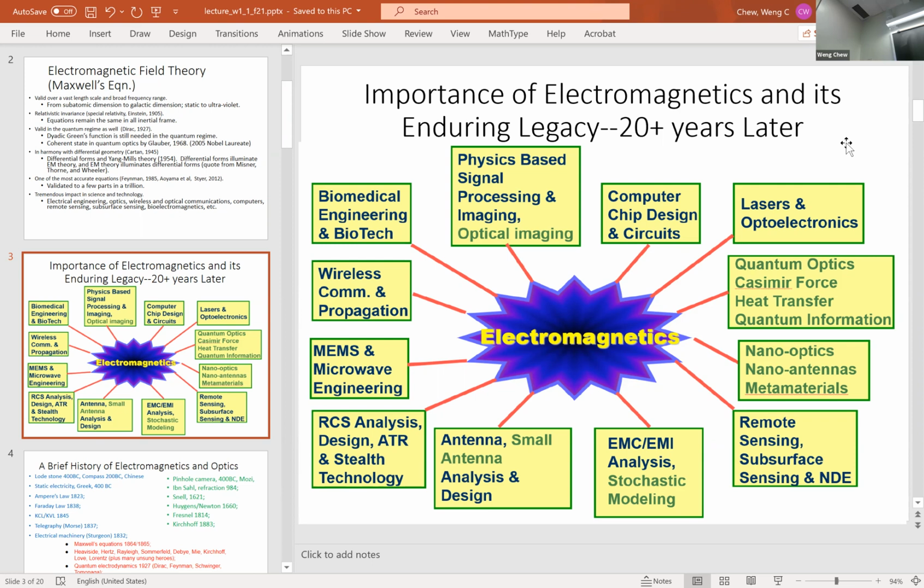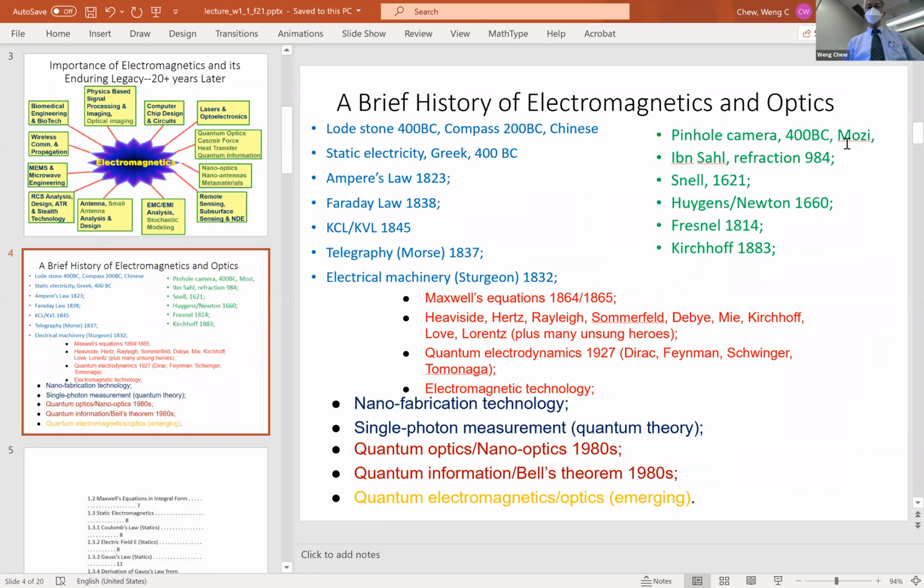Not like big lenses. In the past, we used mirrors and lenses to do optics, but not anymore. We do a lot more complicated things. And then if you go to the quantum world, you can do quantum optics, Casimir force, heat transfer, quantum information, plus many more. I wouldn't go through this chart. You can read this chart, and if you have any questions, you can ask us. Okay. And this is just a brief history of electromagnetics and optics.